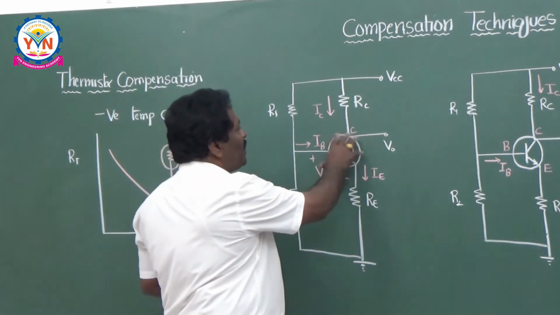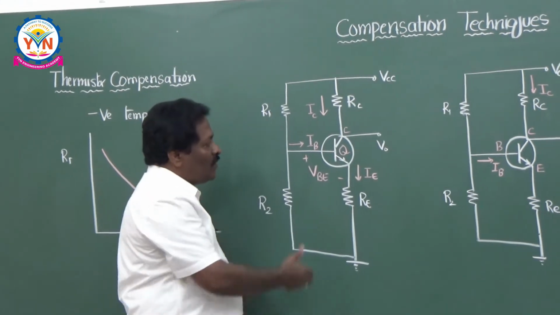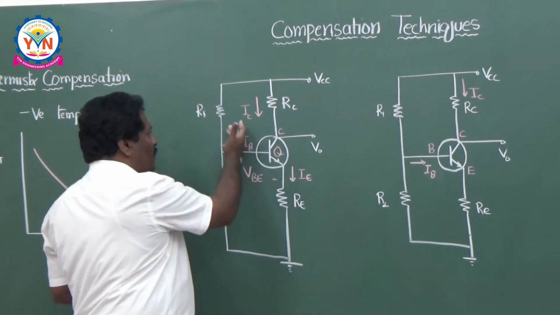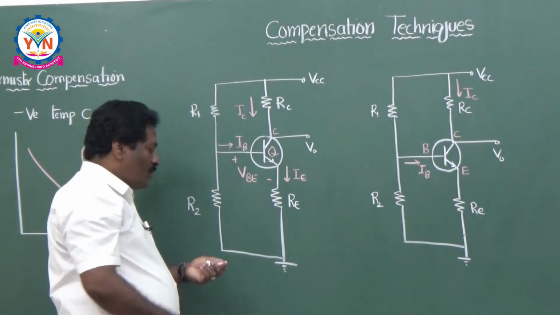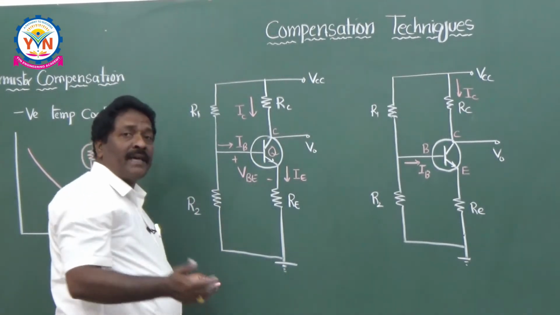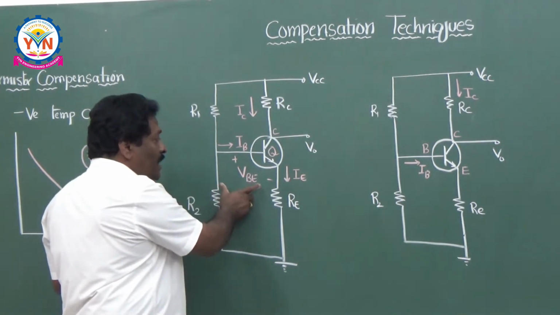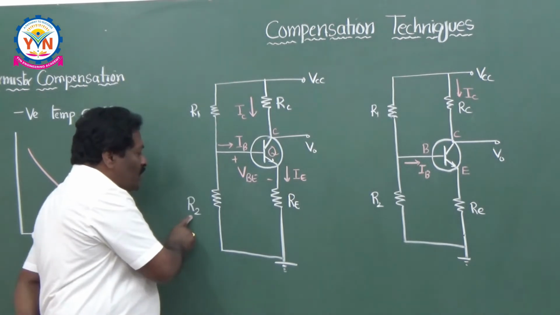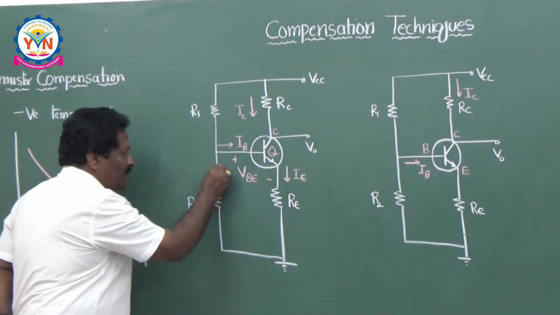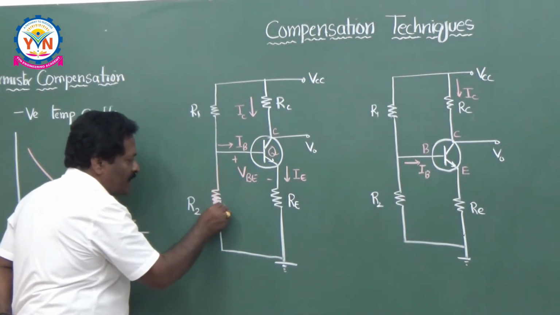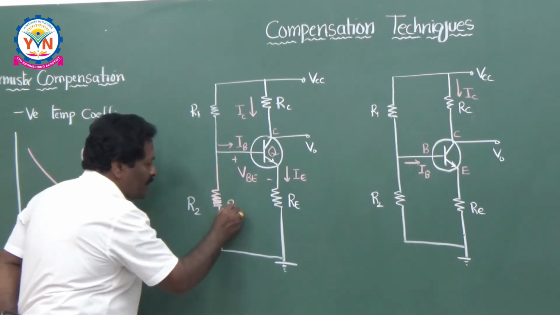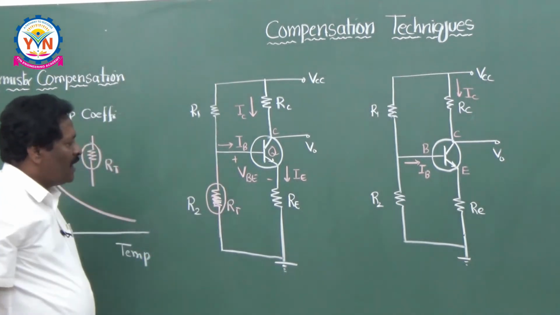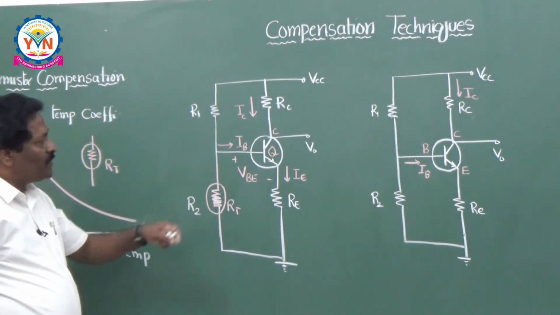See, if you take this circuit, it is a voltage divider bias having the collector load resistance RC, R1 and R2 as usual. Now, where do I have to put my thermistor to get this compensation? Let us say R2 is replaced with the thermistor RT, like this. I would like to explain this to you.